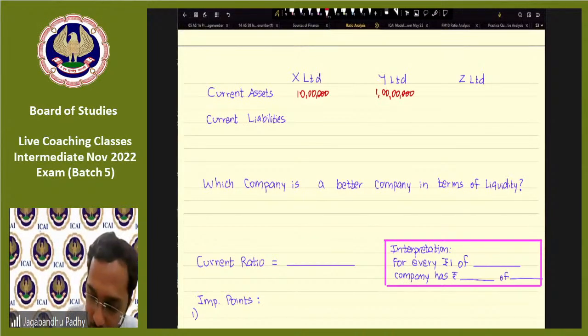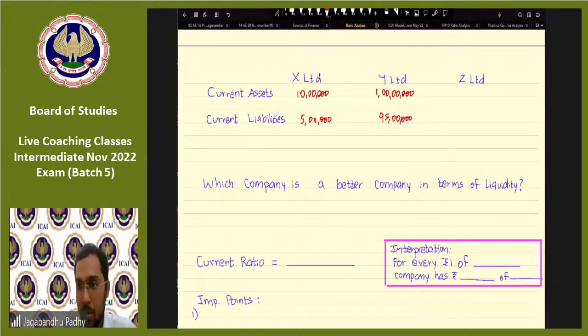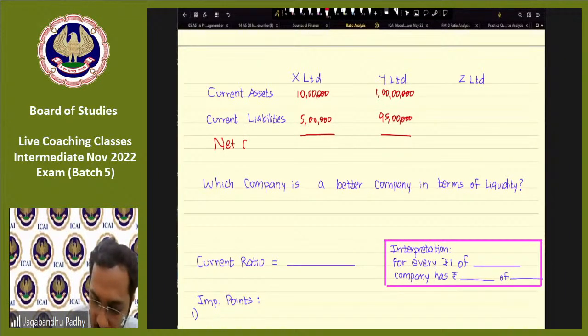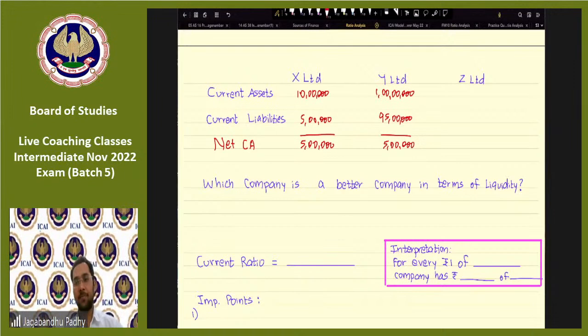So let's say I'm stating that current liability for X Limited is 5 lakh and for Y Limited it is 95 lakh. Basically, we have net current asset as 5 lakh and over here also it is 5 lakh, right? Net current asset 5 lakh for X and for Y also 5 lakh.